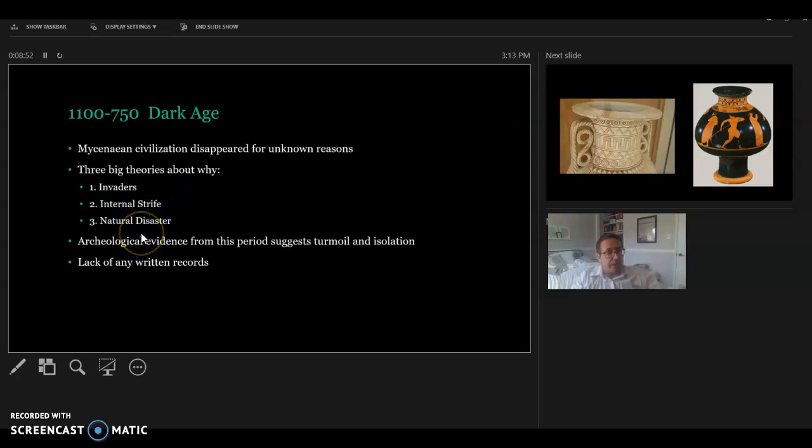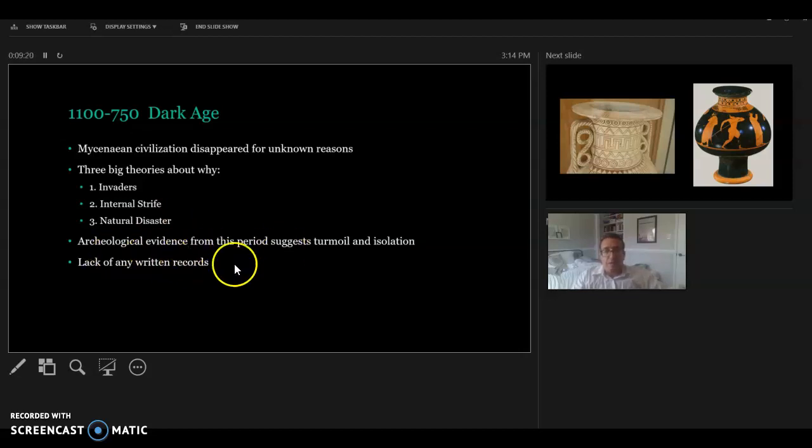There's some records that suggest that floods and earthquakes and volcanoes, especially the volcano theory, led to the end of their civilization. But whatever happened, we have this period from 1100 BCE to 750 BCE where we don't have any written records. We don't have any cultural artifacts left, or nothing really impressive of a central powerful culture such as the Mycenaeans or the Minoans.